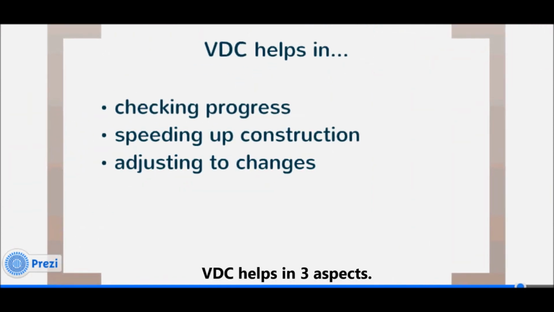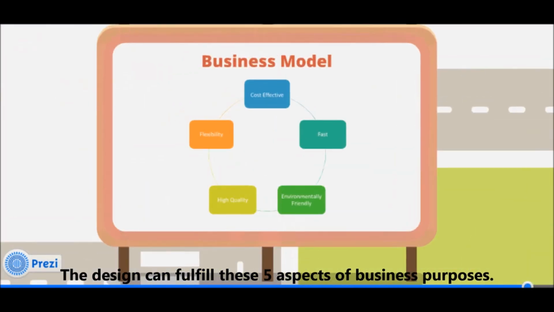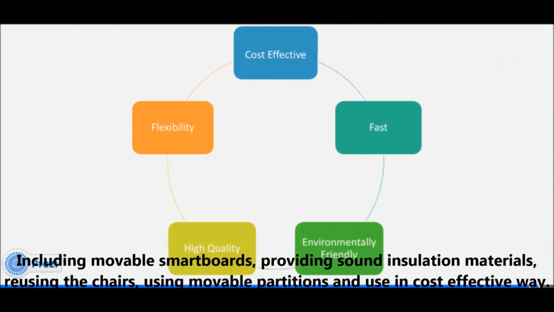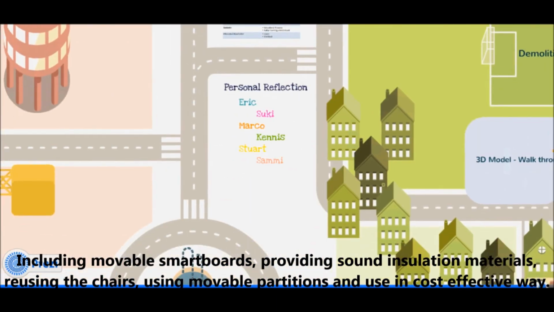VDC helps in 3 aspects, which are checking process, speeding up construction, and adjusting to changes. The design can fulfill these 5 aspects of business purposes, including movable smartboards, providing sign installation materials, reusing the chairs, using movable partitions, and used in cost-effective way.